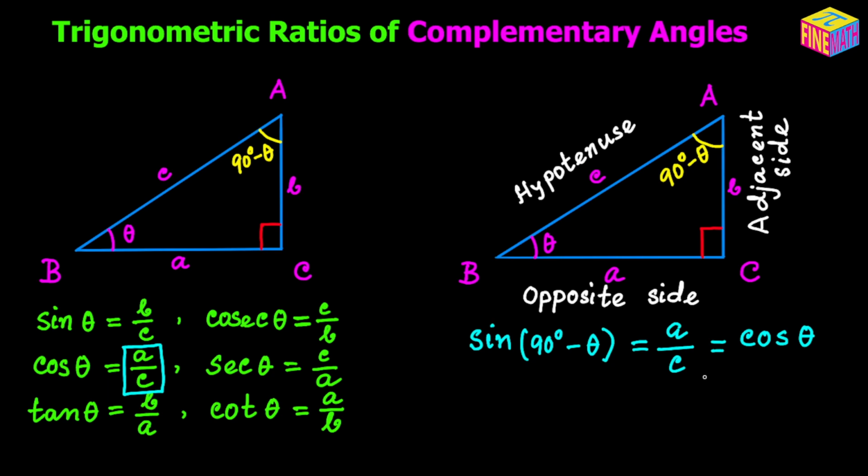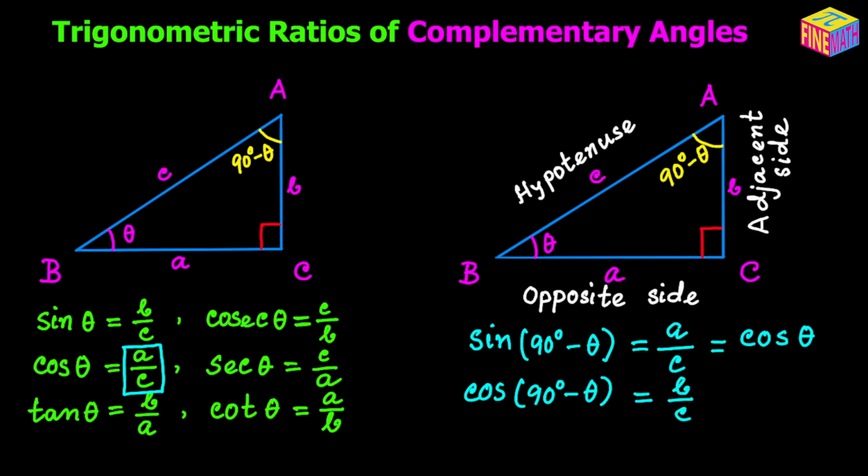Let's move on to the cosine of 90 degree minus theta. Let's see what that evaluates to. So cosine of 90 degree minus theta would be equal to adjacent side divided by hypotenuse. So in our new picture, in the second triangle where we are talking about 90 degree minus theta as our main angle there, the adjacent side is B. So it would be B divided by C.